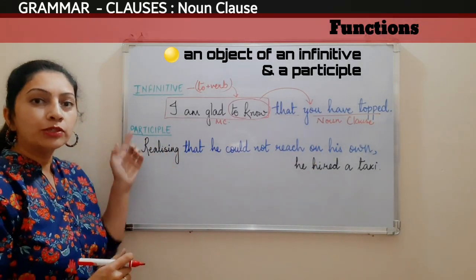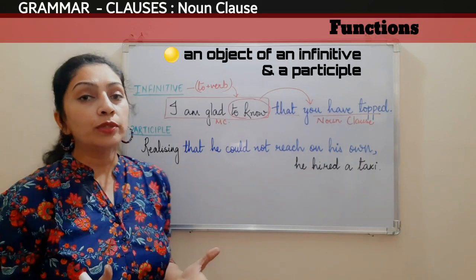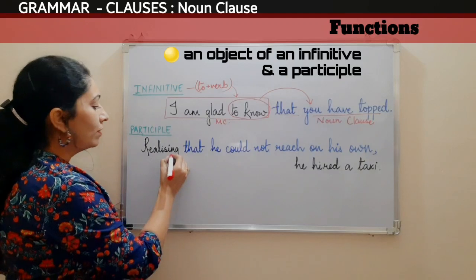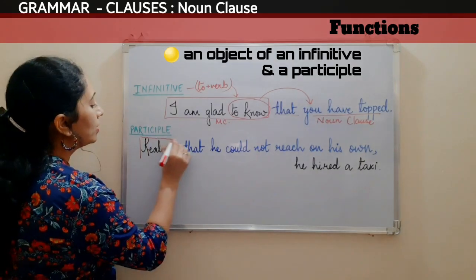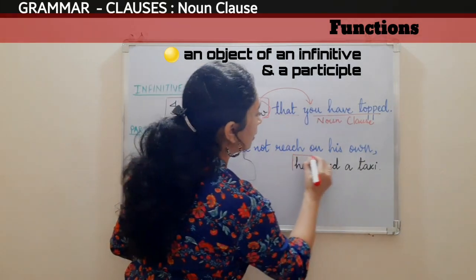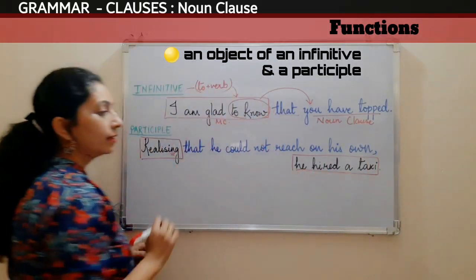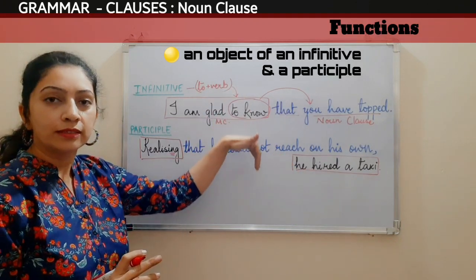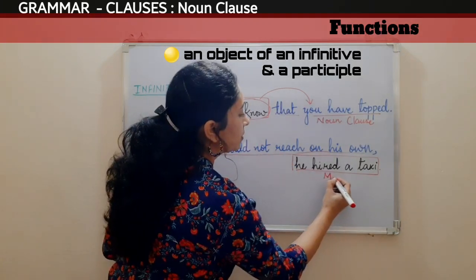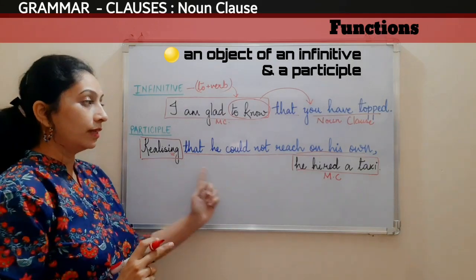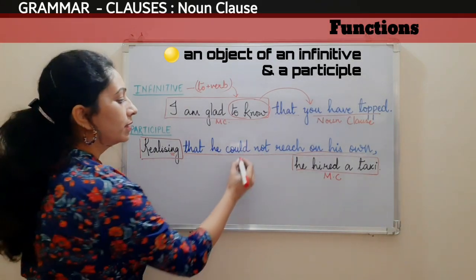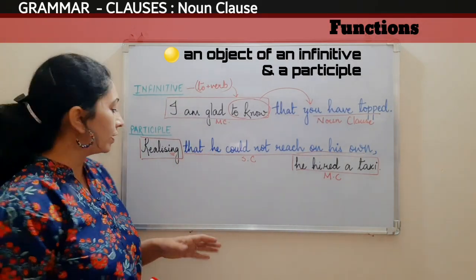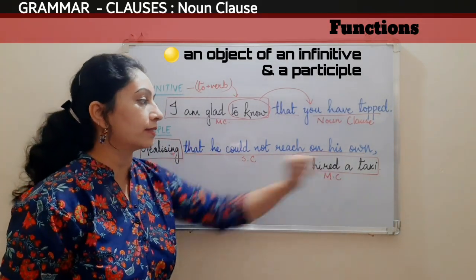Now, object to participle. A participle can be of two types, present participle or past participle. Present participle will always have the -ing form. So: "Realizing, he hired a taxi." In this case, my main clause is broken in two parts and the subordinate clause is inserted in between. So this becomes my main clause, and the remaining portion becomes the subordinate clause. But this will be a noun clause.